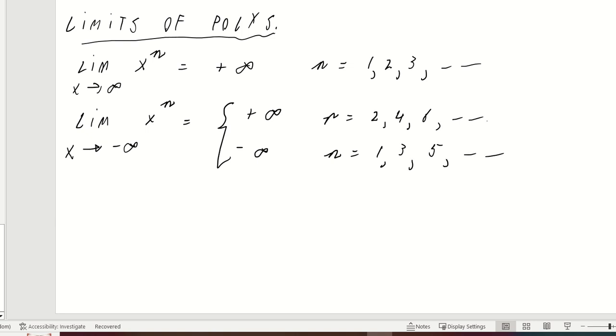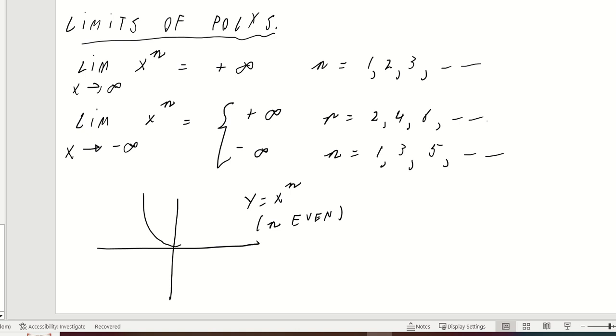So this can be motivated by the graphs. Think about what the graphs are. When we have functions like y is equal to x to the n, so n is even here, it will just look like this. You might know the shape of a parabola, y is equal to x squared. That shape generalizes for all even powers of n.